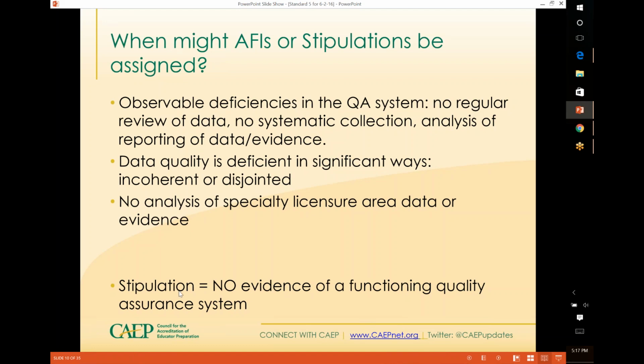A stipulation is an area for improvement that is so serious that CAEP will expect you to address it and remove the stipulation within 2 years. And a stipulation could be assigned under component 5.1 if there's no evidence of a functioning quality assurance system. So they see that there's some data collection here and there's an assessment director who's gathering what they can get when they can get it, but as far as a fully functioning quality assurance system is not evident.